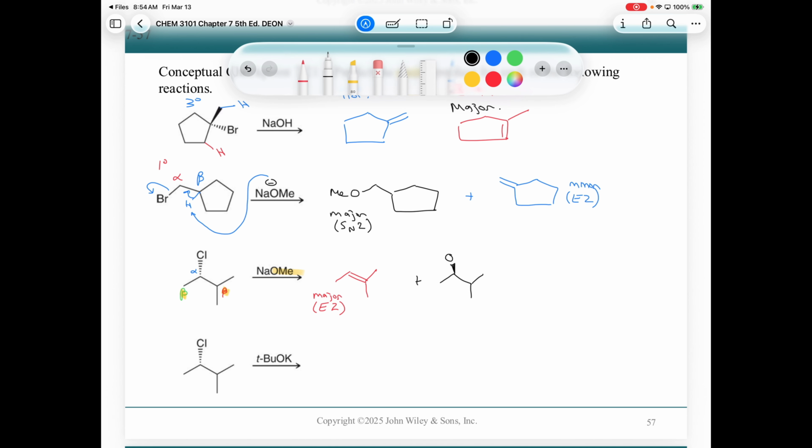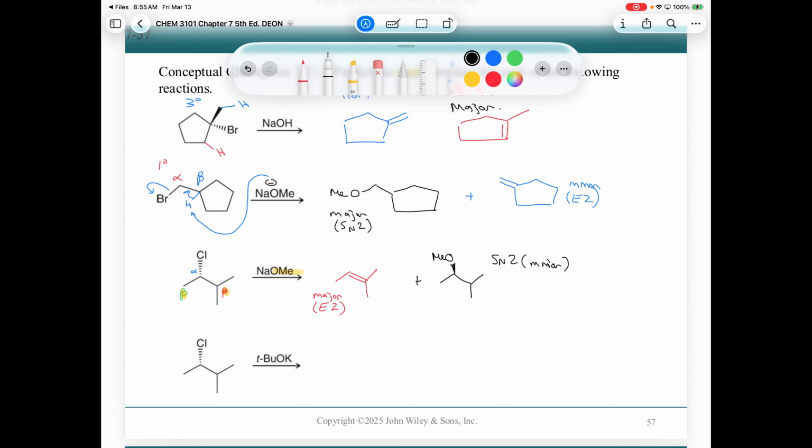This is great. So we'll just say here SN2 minor. Now do you see why I printed this out before class this morning? That chart, right? You got to familiarize yourself with that, okay? All right, let's keep going.